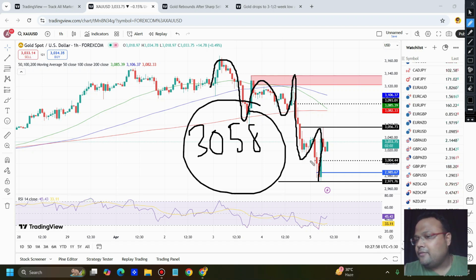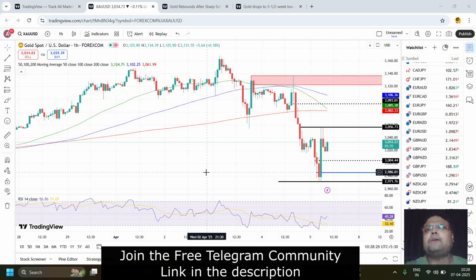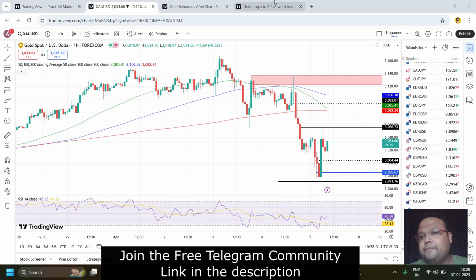The structure of the market was lower highs and lower lows. So if the market breaks this particular high here, then we will see another higher high on gold. The formation of a higher high will indicate that the market is going for a trend reversal. So today's highs and lows are going to be very significant for all of us. If the market breaks 3058, obviously we can expect further upside. We can look for a buy position as well above this black line.